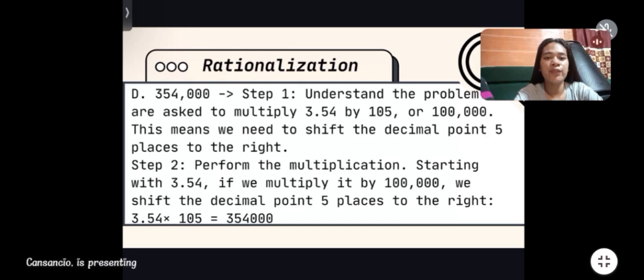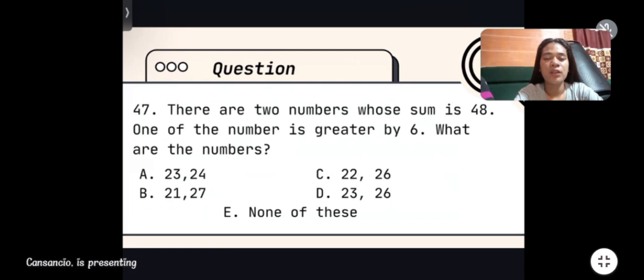Number 47. There are two numbers whose sum is 48. One of the numbers is greater by 6. What are the numbers? A. 23 and 24, B. 21 and 27, C. 22 and 26, D. 23 and 26, or letter E. None of these. The correct answer is letter B.